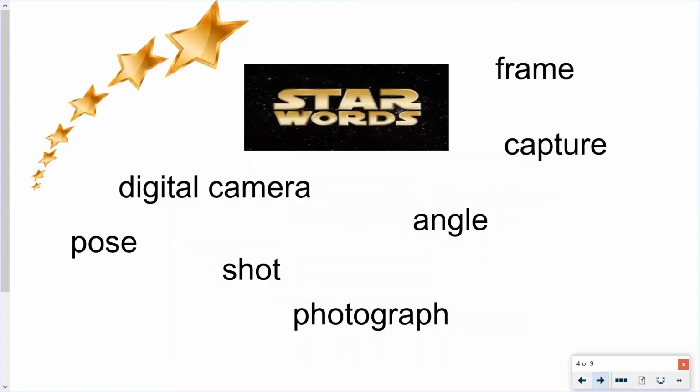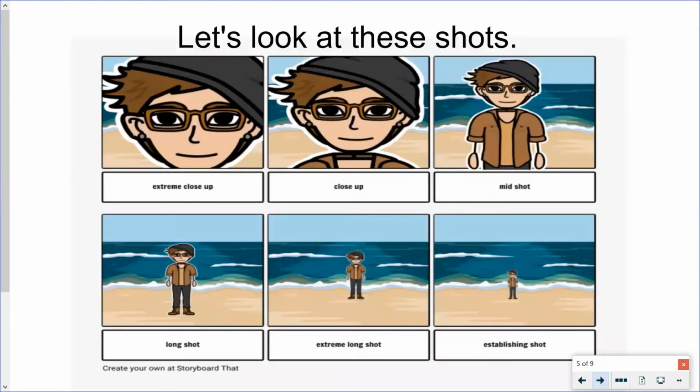My turn, your turn. Please repeat after me. Frame, capture, digital camera, pose, shot, angle, photograph. Fantastic. So today we're going to talk about the different shots that we can capture on a digital camera.